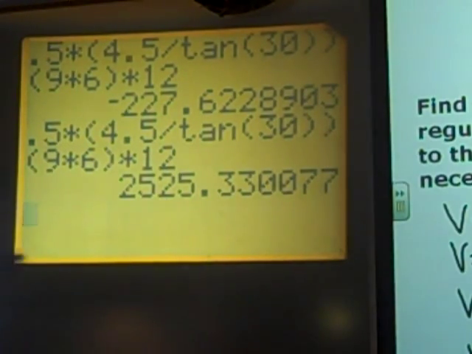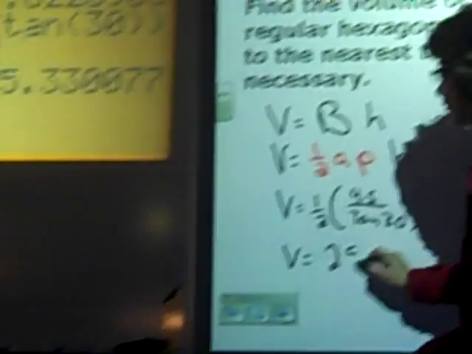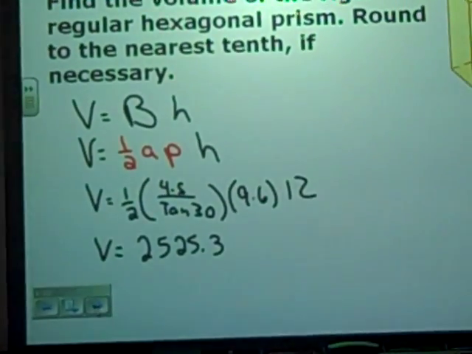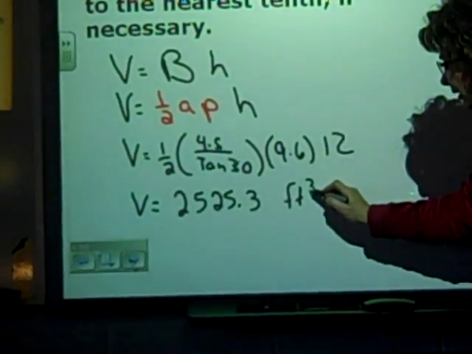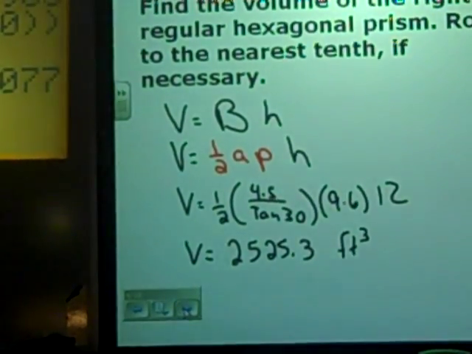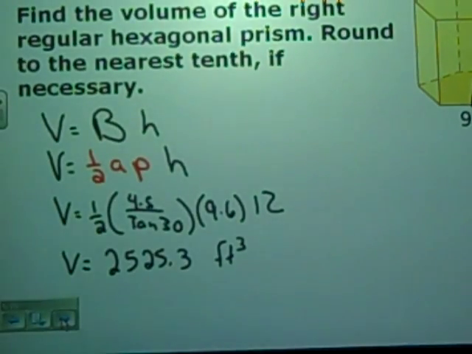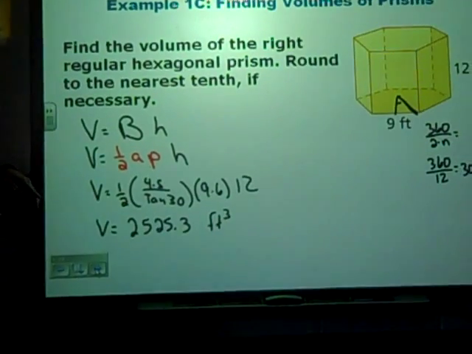So my area, or my volume, excuse me, and it says round to the nearest tenth, so I've got 2,525.3. Always remember units, these are feet, so we've got cubic feet, okay? Make sure you're in degree mode or you end up with some crazy negative answer like I got. That's no good. So don't panic if you see a hexagonal prism, which you will.